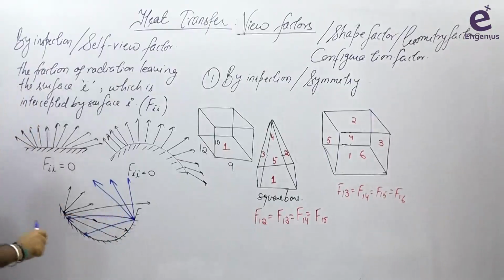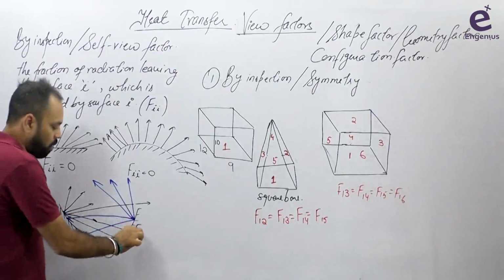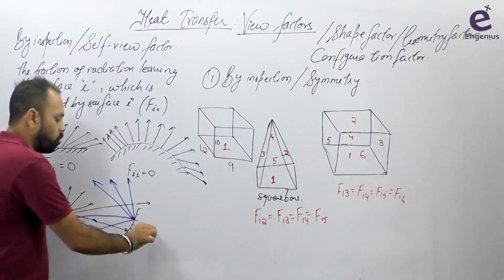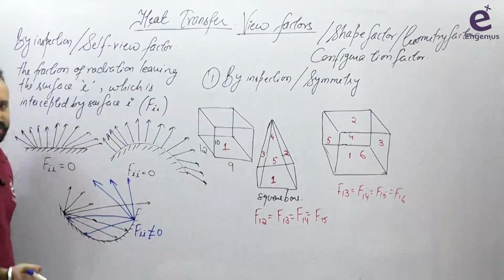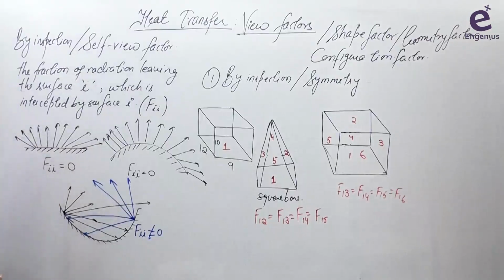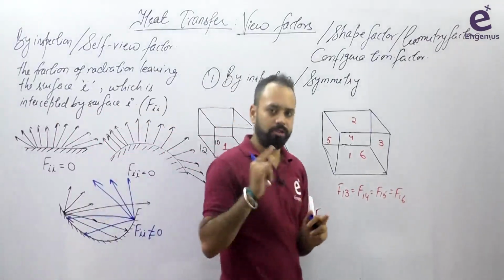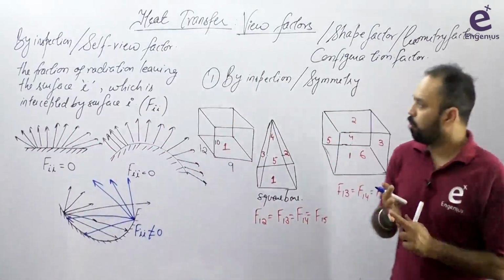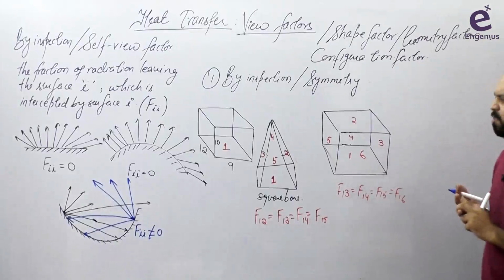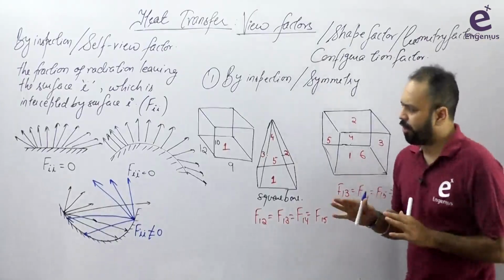So for a convex surface, if you talk about the self-view factor, then definitely it will be non-zero. You will ask, sir, how much will it be? I don't know how much, but definitely it will be non-zero. So by inspection you can tell these things: self-view factor, that is one thing, and symmetry. This is called the inspection rule. Nothing else from inspection, just self-view factor and symmetry.